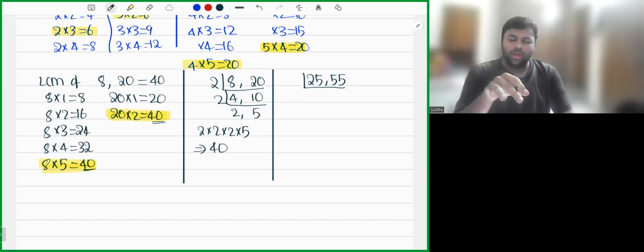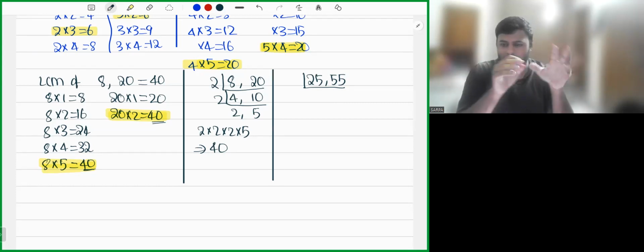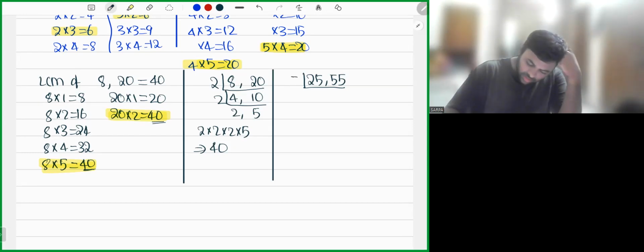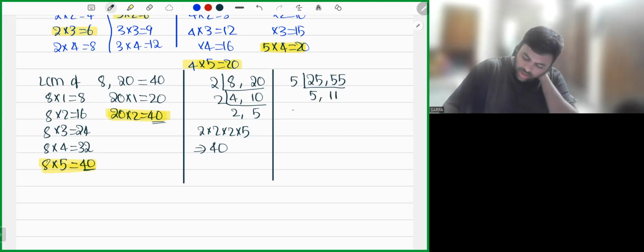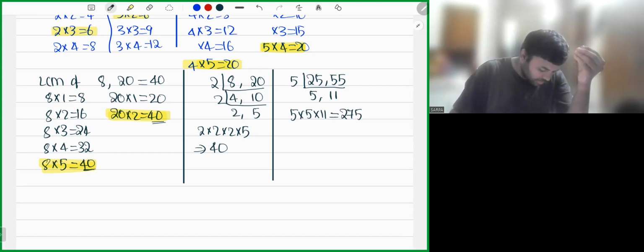Now, sir, what if both are not divisible by a single prime number? You can divide by 1 also. There is no issue. You can divide by 1 prime number at a time. Now, 5 into 5 is 25, 5 into 11 is 55. Still any further division is possible? No, sir. So directly 5 into 5 into 11. So 5 into 5 into 11, we'll have it as 275. Simply you are trying to express them as a product of prime numbers.